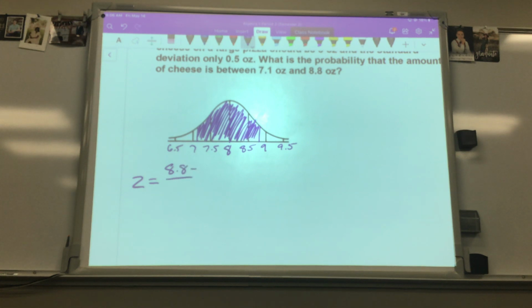8.8 minus 8 over that 0.5, or 0.8 over 0.5. Anyone know what that would be? 1.6. 1.6. Okay, let's just calculate that other one right away. 7.1 minus 8 over 0.5, which would be negative 0.9 over 0.5, or negative 1.8.